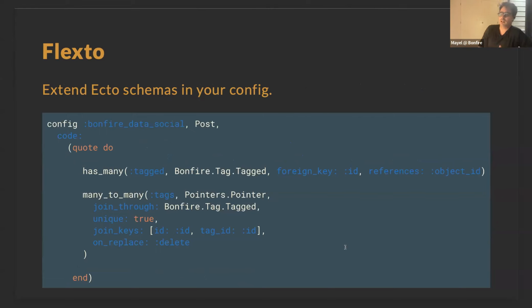Flexto is another one, which is especially useful for us. I don't know if other people will have use cases for it, but it allows you to extend Ecto schemas in your config. This is useful when you have extensible apps because you might want to create associations between different extensions that don't depend on each other by default, and you only want those associations to exist if both extensions are installed. So doing it in config allows that flexibility.